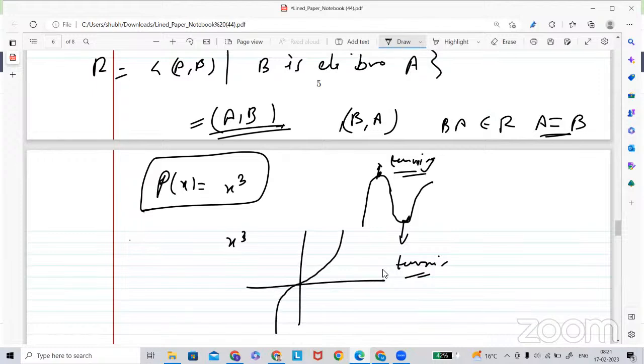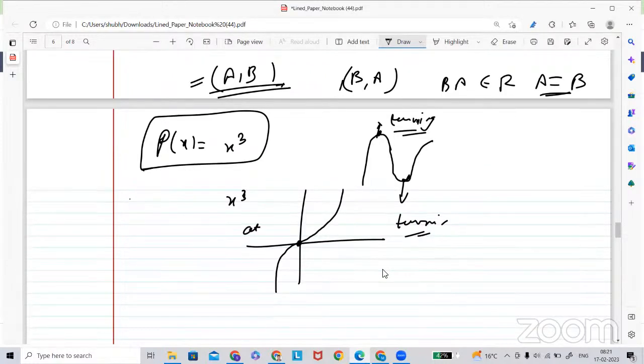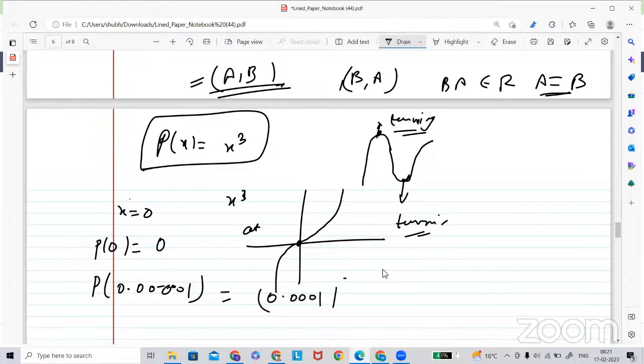Yes, sir. So is this 0 point going to be a turning point at 0? Think about it, now take an example simply. Take x equal to 0. What is going to be P0? It is going to be 0. Take a point very close to 0, a positive one, 0.001. What is going to be the cube of it? 0.001 cubed, something 0, 1.